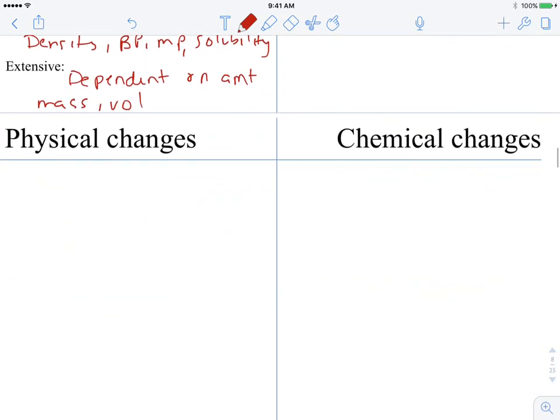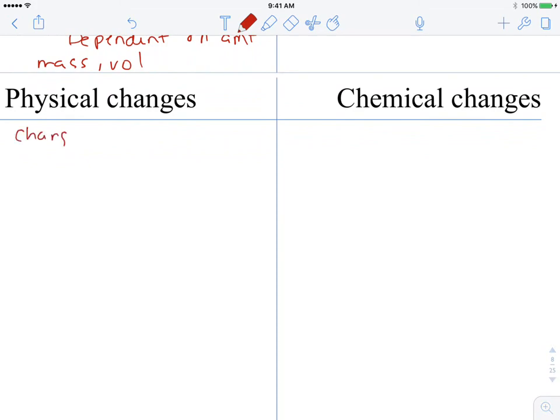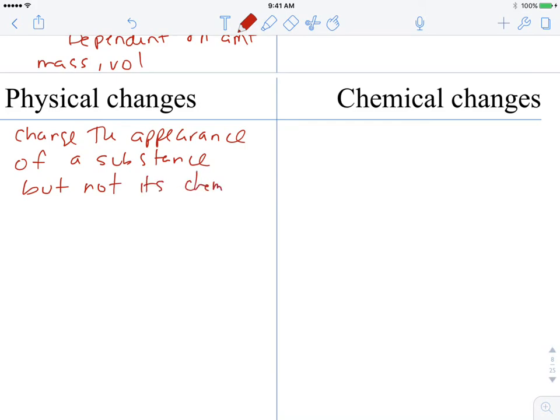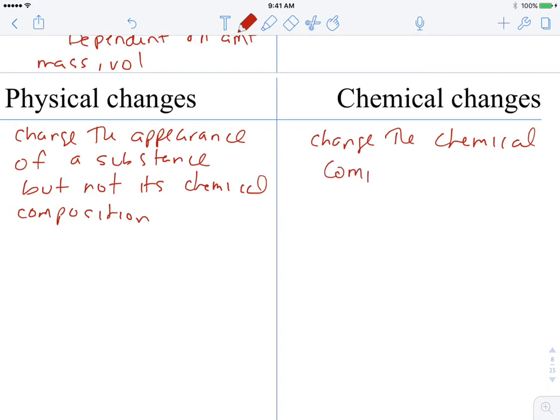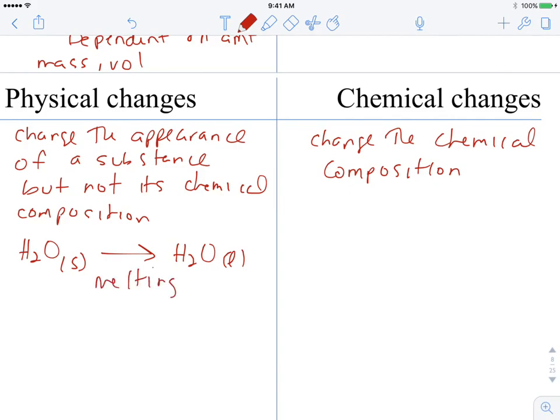Let's talk about physical changes and chemical changes. So in physical changes, you change the appearance of a substance, but not its chemical composition. In a chemical change, you change the chemical composition. So take, for example, water. If I had H2O solid, a change that would change its appearance would be if it became H2O liquid. This would be melting. A chemical change would be if I took the H2O and I was able to change it back into its elements. I decomposed it into hydrogen and oxygen. This would be a decomposition.